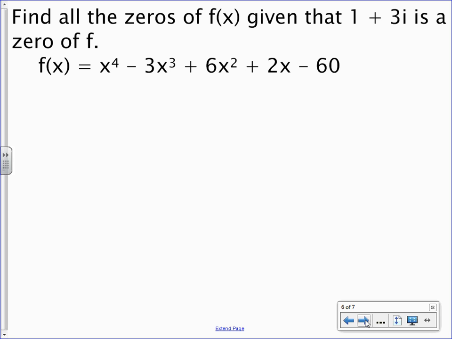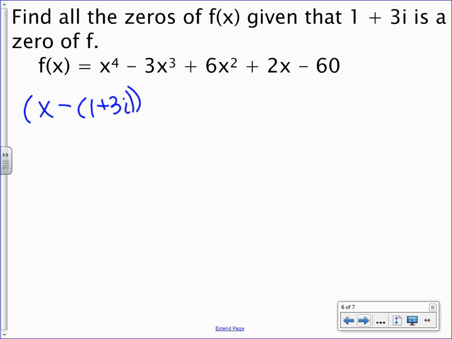How do you write a factor? If 2 is a 0, what would be a factor? X minus 2. If 1 plus 3i is a 0, what would be a factor? X minus (1 plus 3i). That's how we write factors, right? X minus the 0. Wake up, people. I'm not the only one that's a part of this lesson.